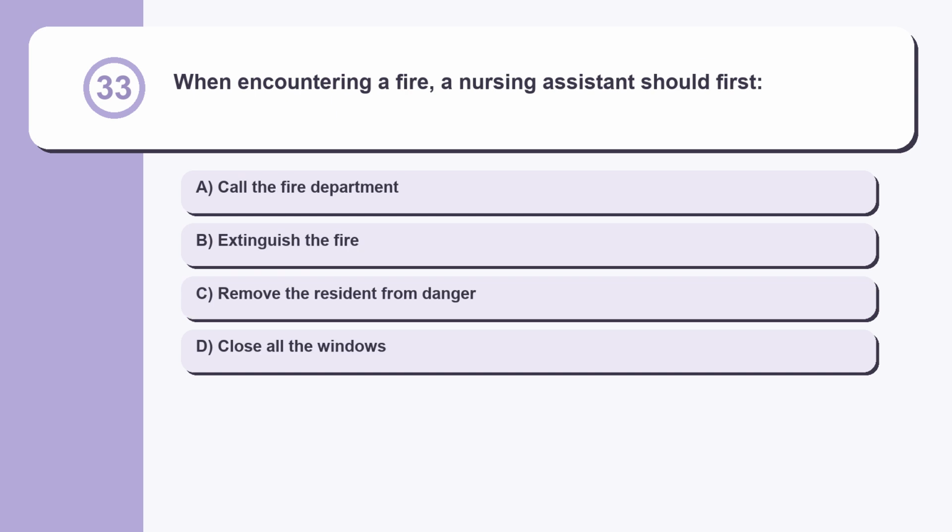Question 33. When encountering a fire, a nursing assistant should first call the fire department, extinguish the fire, remove the resident from danger, close all the windows.